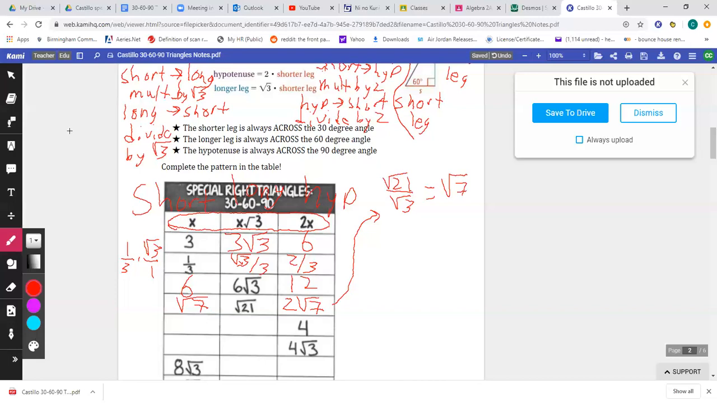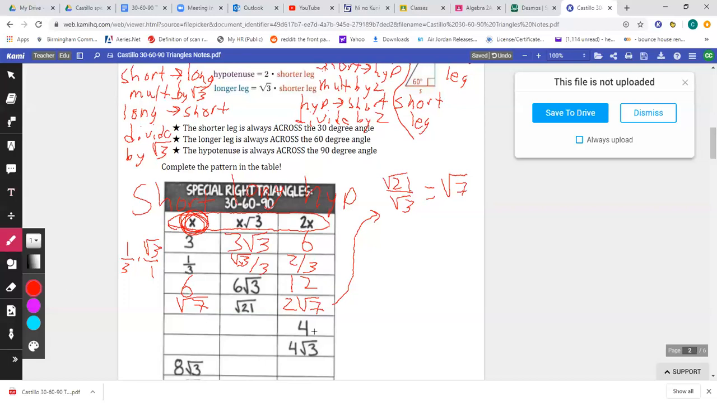But is everyone getting to see how this table's working, right? And how they're all related? The key here is always to find the short leg. If you have the short leg, you can easily find the other 2.